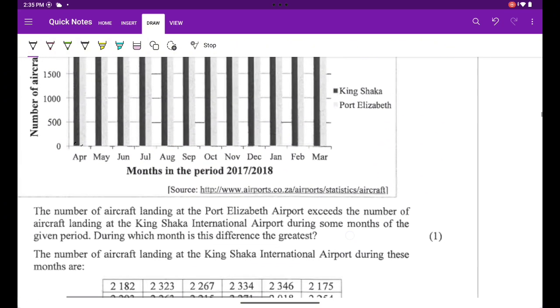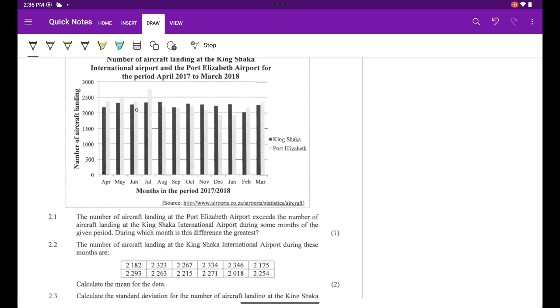2.1 for 1 mark. The number of aircraft landing at Port Elizabeth Airport exceeds the number of aircraft landing at Kinshasa International Airport during some months of the given period. Now, during which month is this difference the greatest? The one is bigger with a small margin. Oh, look at that. I think this is bigger. This is bigger. It's a bigger margin. What month is this? They're asking about this month. Oh, okay. So the month is July.